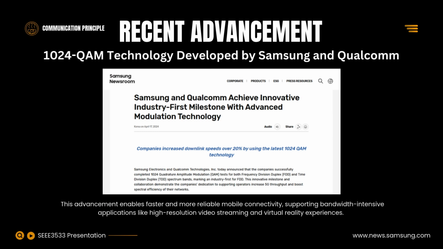Let's now explore a significant recent advancement in modulation technology, 1024 QAM, developed by Samsung and Qualcomm. This innovation represents a leap forward in communication technology, increasing downlink speeds by over 20% compared to previous QAM formats. By encoding more bits per symbol, 1024 QAM achieves exceptionally high data rates. By implementing 1024 QAM, we have faster mobile connectivity, making it possible to handle large volumes of data seamlessly. It helps to support bandwidth-intensive applications, such as high-resolution video streaming and virtual reality experiences, where speed and reliability are critical.